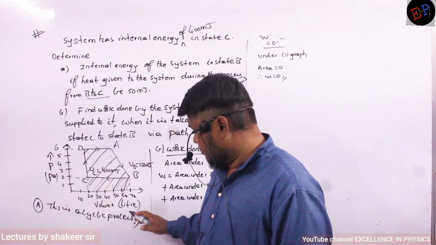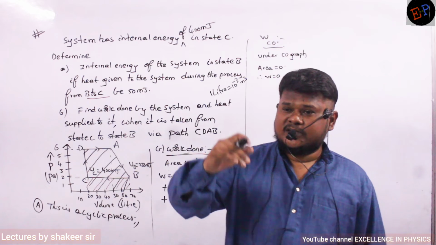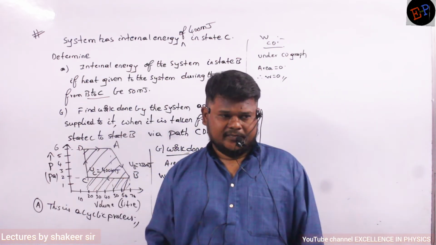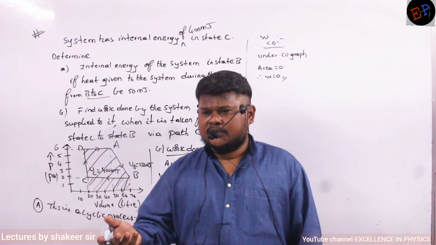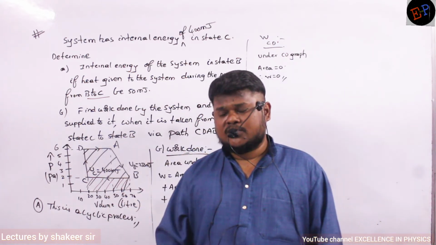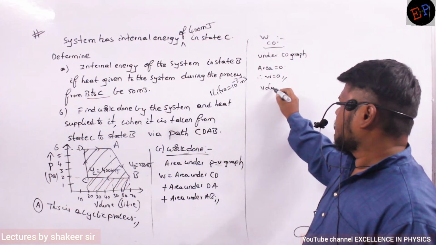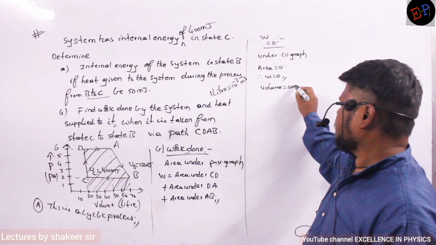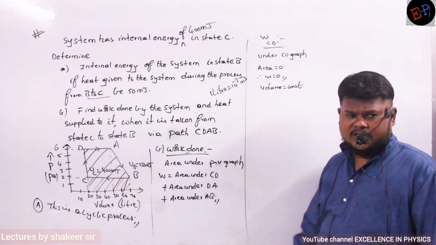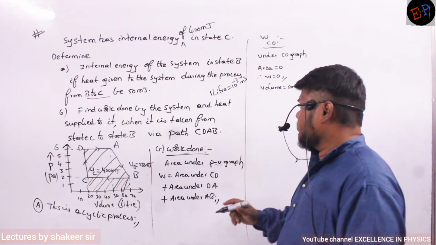Volume is a constant. If volume is a constant, it means the gas is not expanding, the gas is not compressing. If the gas is not expanding, it is not doing any work. If the gas is not compressing, then also it is not doing any work. So why is work done 0? Because volume is a constant. Understood? That is why work done under the CD graph is 0.